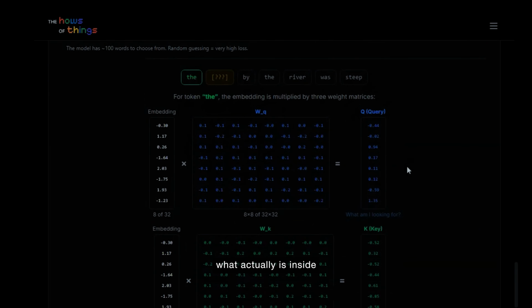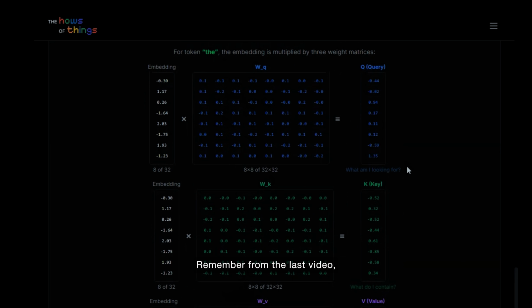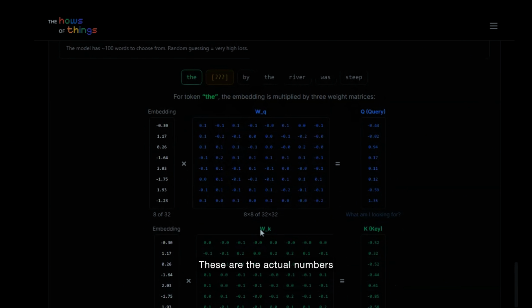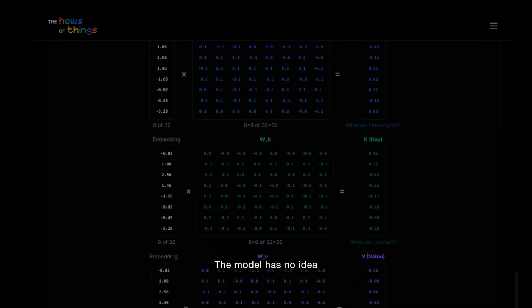Here's what actually is inside the model. Remember from the last video, each token's embedding gets multiplied by 3 weight matrices to produce query, key, and value vectors. Look at these W matrices. These are the actual numbers, 8 by 8 grids of weights. Right now, they are pure random noise. No patterns, no structure. The model has no idea what to do with any of this.